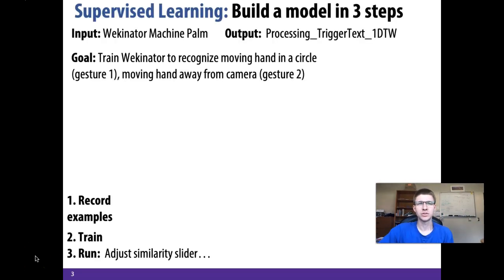The example we'll use to look at dynamic time warping uses the Wekinator Machine palm model as our input, and we're just going to display some text as the output. The goal is to train Wekinator to recognize our hand in front of the webcam moving in a circle motion, which is going to be gesture 1, and moving the hand away from the camera like that, which is gesture 2. This gives us another unique way of interacting with our machine learning and AI models, so that we can trigger things that happen just when we finish a gesture, which could be useful in some of your projects. That could be something interesting to explore.